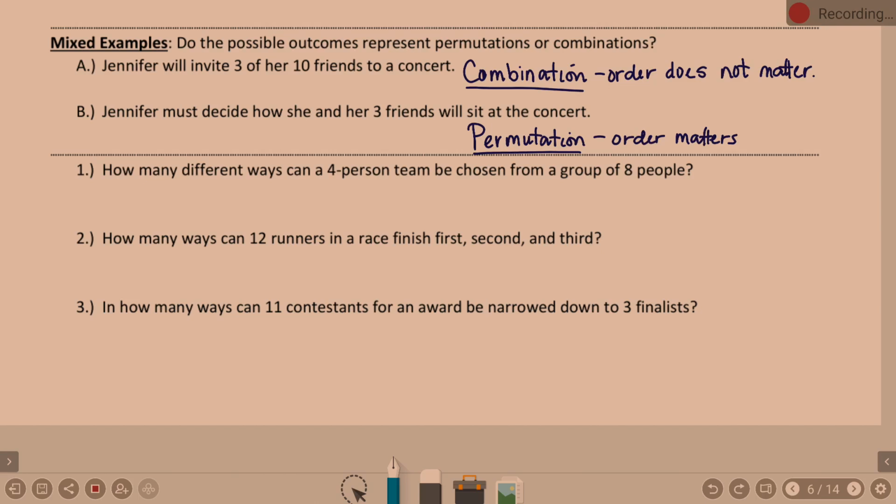Do we talk about the order within that 4-person team? You just talk about different ways. Did you get picked for that 4-person team? If we're talking about did you get picked, this is a combination. Order does not matter here. We actually want to find this combination: how many things picked how many at a time? So 8C4. You're picking from 8 people, and you're picking 4 at a time.